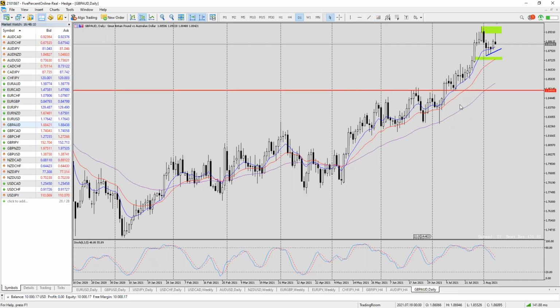to this area, okay, this support area, and you have also this support line. So obviously plenty of support. How do you know where to enter? You wait for the price to give you a hint, to give you a clue.